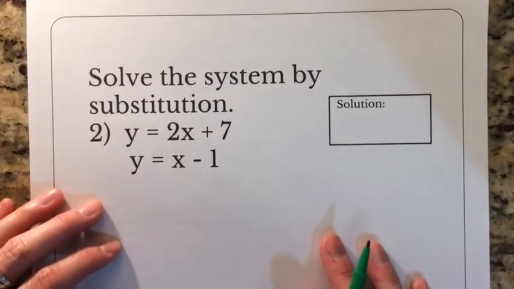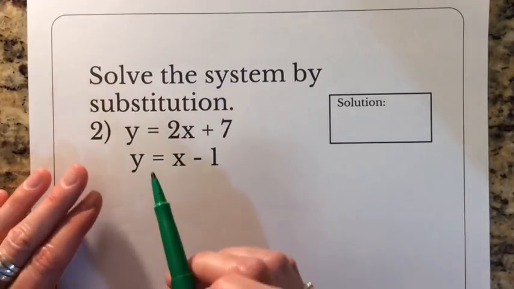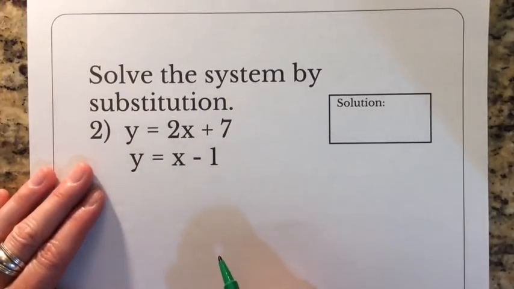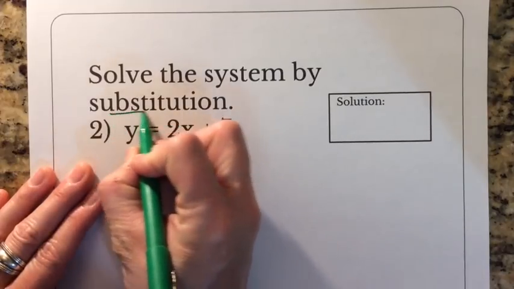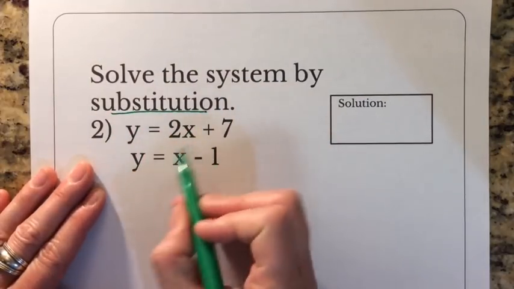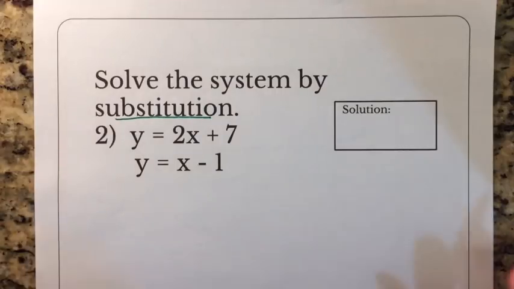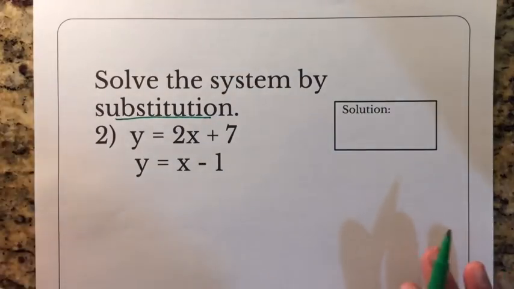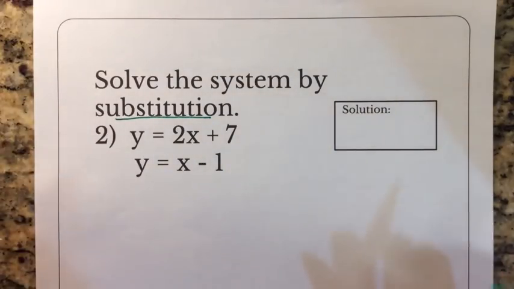All right, here's number 2. Now, in this example, I wanted to show you how you can use the method of substitution even if both equations are written y equals mx plus b. Now, you could graph it, but again, graphing isn't always practical. The numbers don't always work out nicely. So let me show you how substitution can be used.